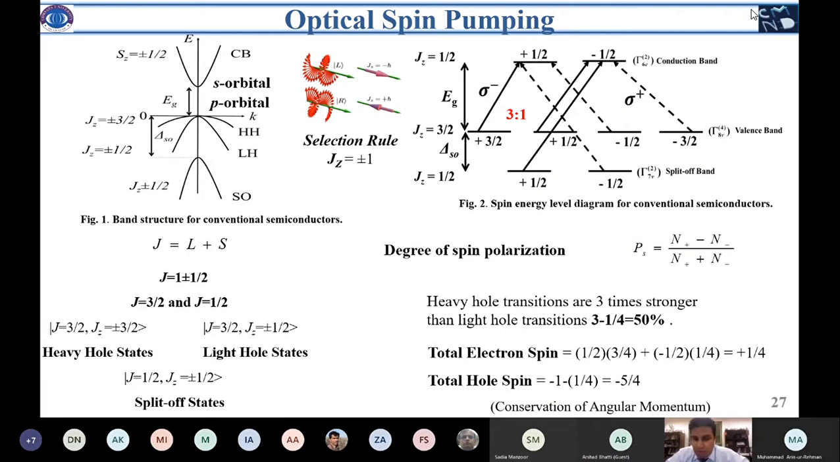And in order for the conservation of angular momentum to hold, this hole would also have a spin on it, and the total angular momentum would be equal to plus or minus 1 based on which photon you are looking at. Okay, now we move on to a quantum well structure.